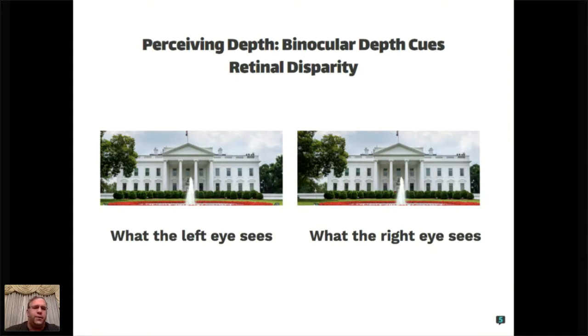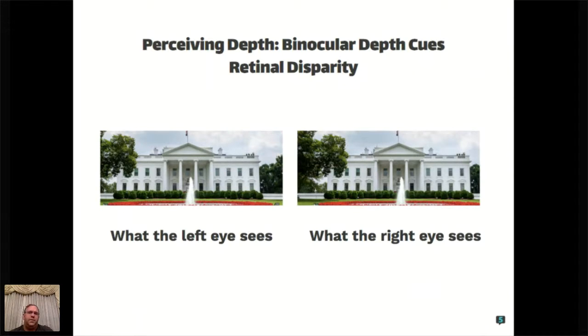So here I have a picture of the White House. If you look at it, you'll see that they're very, very close together. It is indeed the White House. But if you look carefully, you'll see that the left picture and the right picture are a little bit different. If you look at it very closely, you see more of what's to the right of the White House in the left picture. And in the right picture, you see a little bit more of what's to the left of the White House.